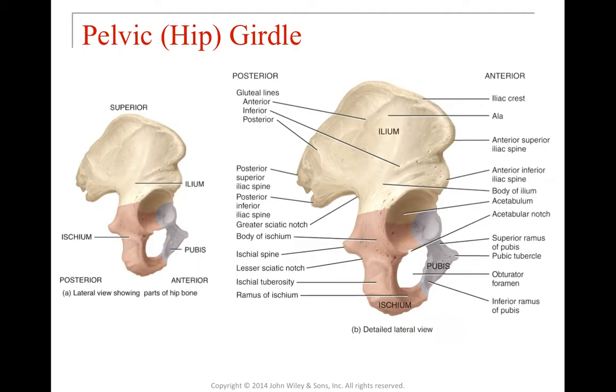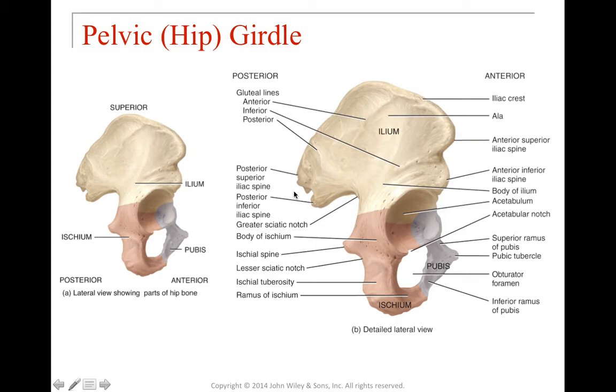All right, so here's the pelvic hip girdle. This is what I'm talking about. So if we look at the posterior view, it's showing here the little parts of the hip bone, right? Here is the ilium, the superior being the top part, right? Posterior, superior and inferior, posterior and anterior. So here's the ilium, the ischium, and the pubis.